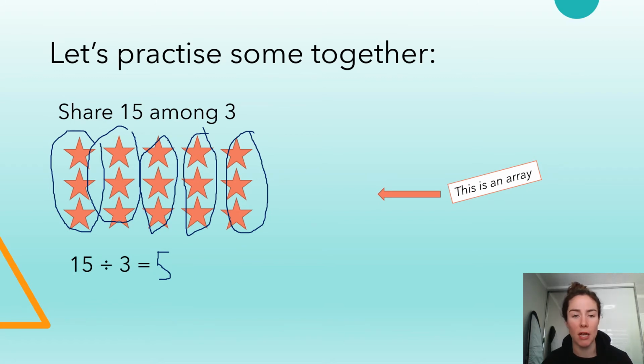One thing I wanted to remind you guys of is having our stars like this in rows and columns is called an array. And an array is a really good way to help us with our division so that we can make sure that we are dividing it up correctly. We can use an array just like I have now to circle the stars into groups of 3 to help me understand that 15 divided by 3 is 5.